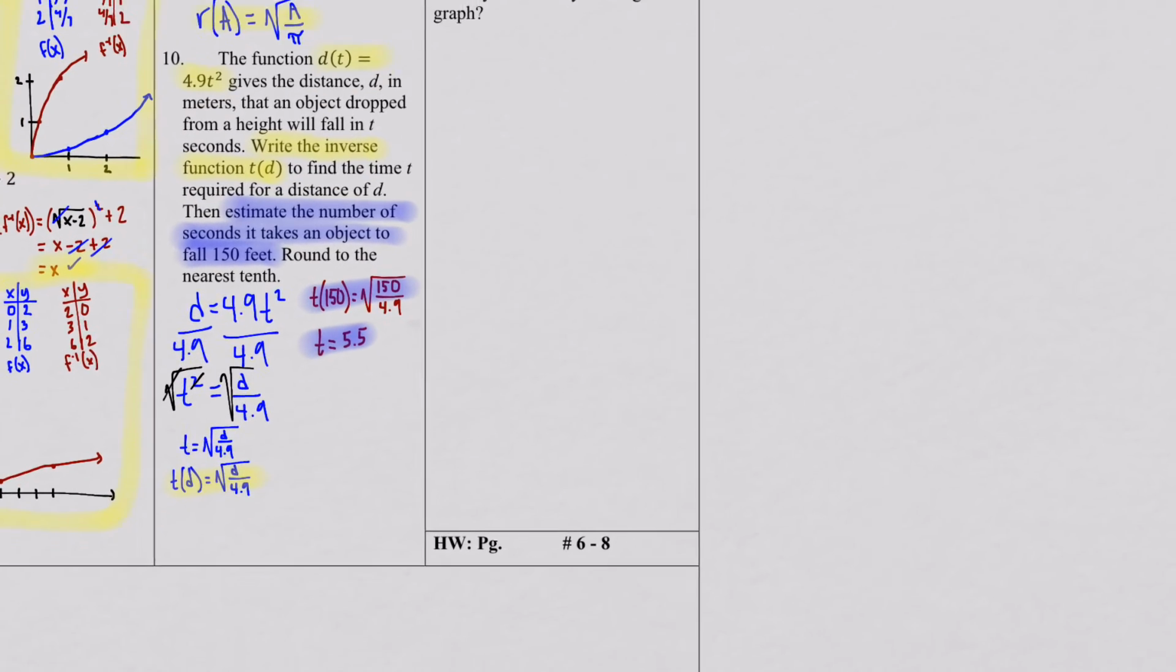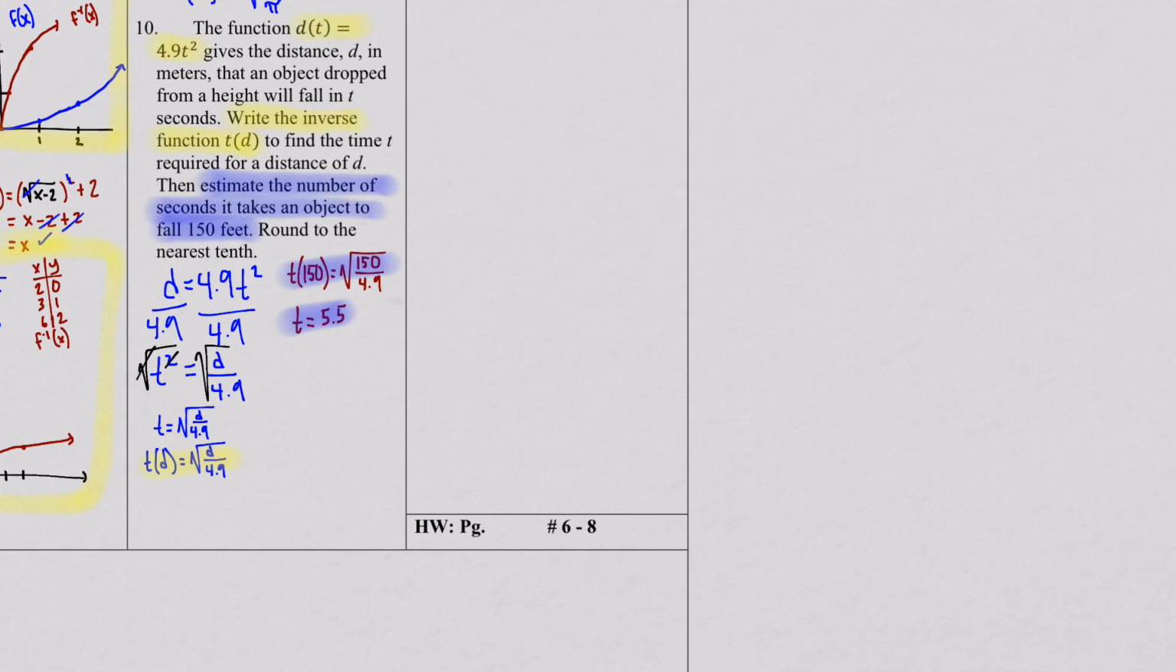If you look at number 10 down here, same idea. First thing I did was highlight the formula they gave me right here. Highlight the instructions, write the inverse function. So I took that, here's my work. I wrote it just d instead of d of t. Found the inverse. Using the same steps, divide by 4.9, take the square root. I got this for my inverse, and here it is in function form. Radical d over 4.9, once again with the radical covering the entire thing.